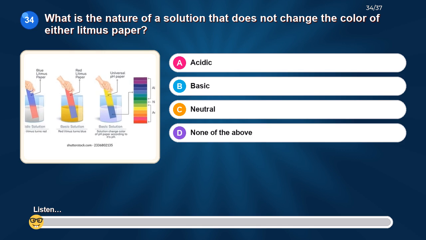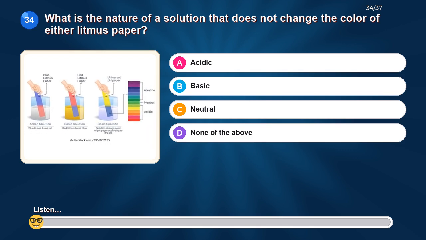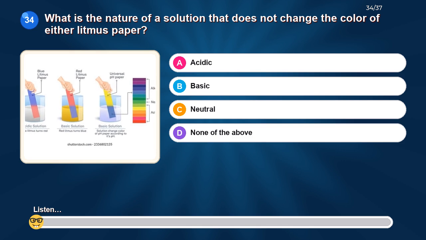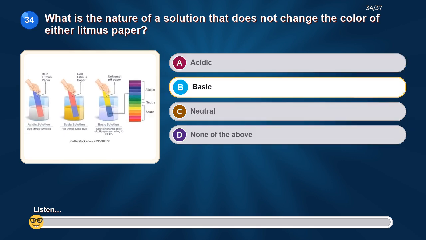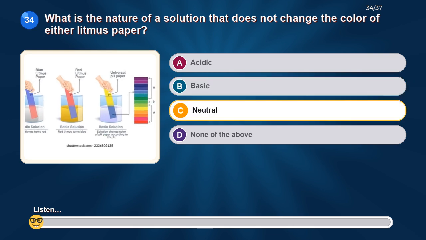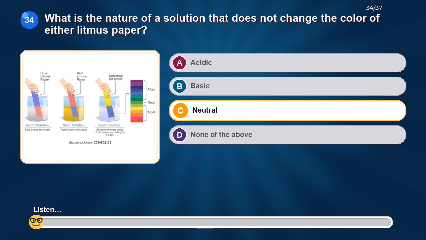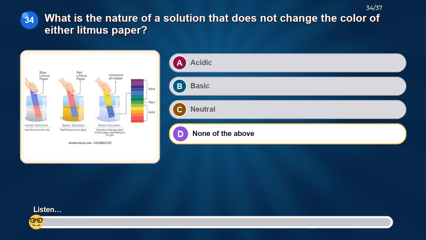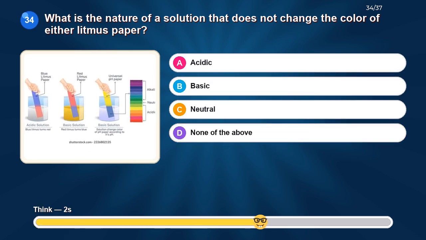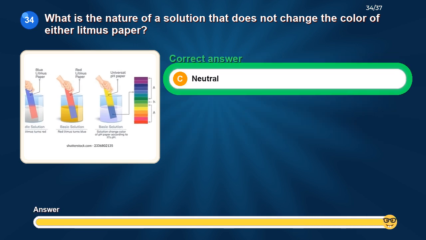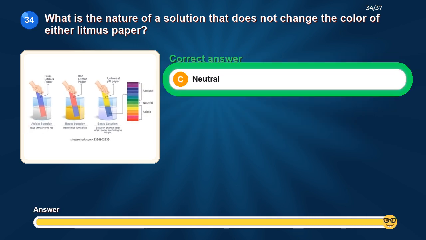What is the nature of a solution that does not change the color of either litmus paper? Option A, acidic. Option B, basic. Option C, neutral. Option D, none of the above. The correct answer is neutral.